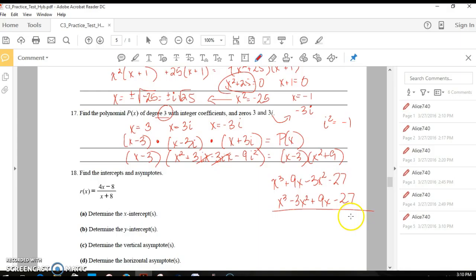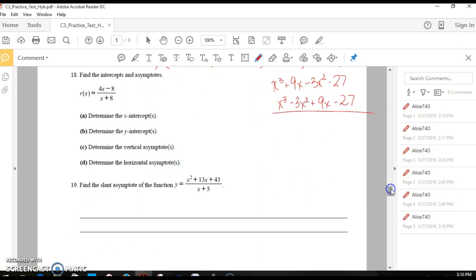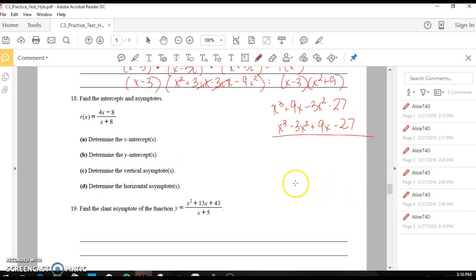And that's my polynomial. 18, kind of a long one. Find the intercepts and asymptotes. X-intercepts is when y is equal to 0, or in this case, r of x.